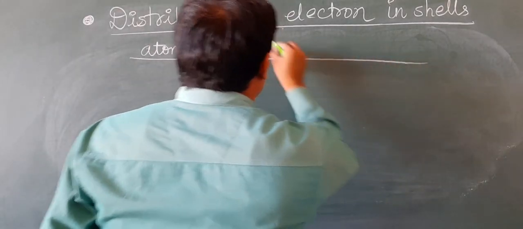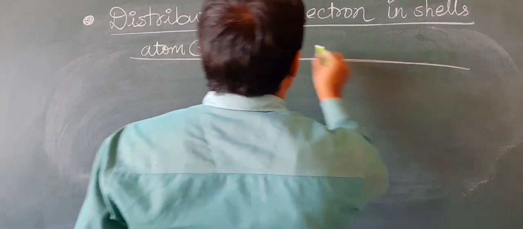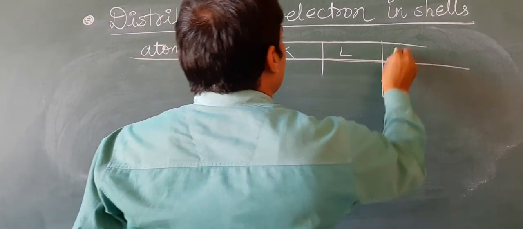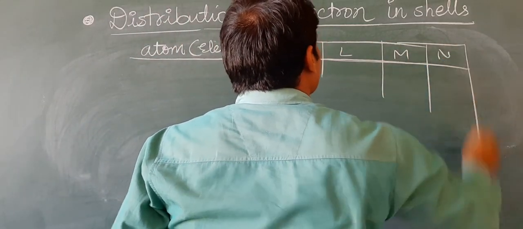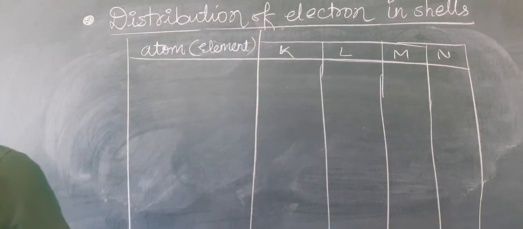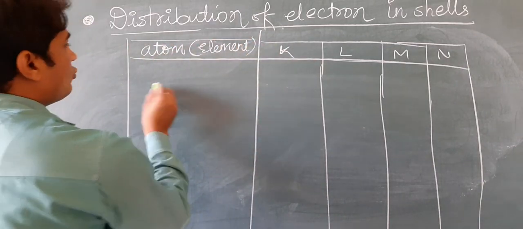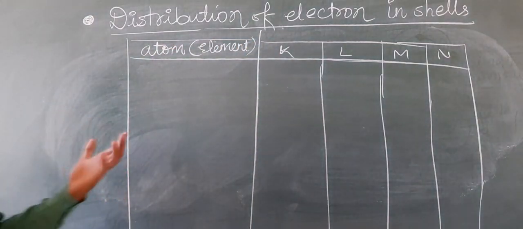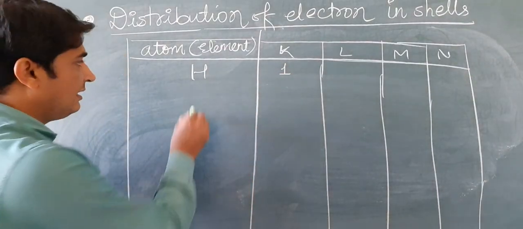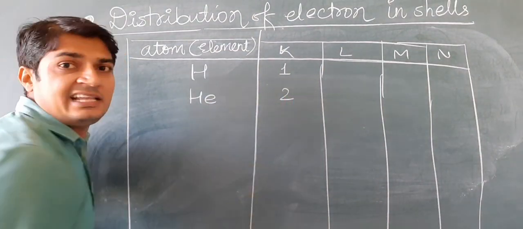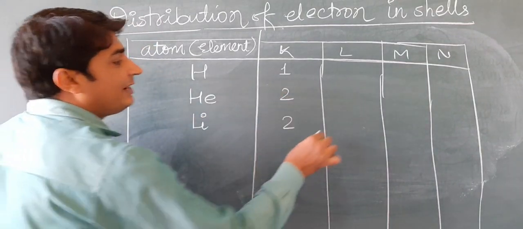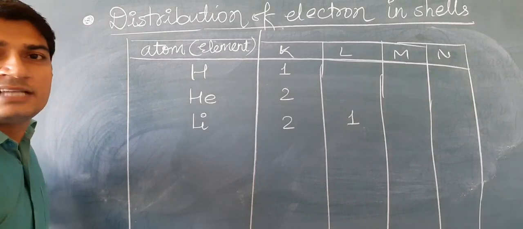Okay, distribution of electrons in the K cell, L cell, M cell or N cell. So the first element we have taken already, hydrogen. There is only 1 electron, so it will be filled in the first one. Helium, 2 electrons, the first cell is completely filled. Lithium, 3 electrons, the first cell is completely filled, 1 electron goes to the second cell.